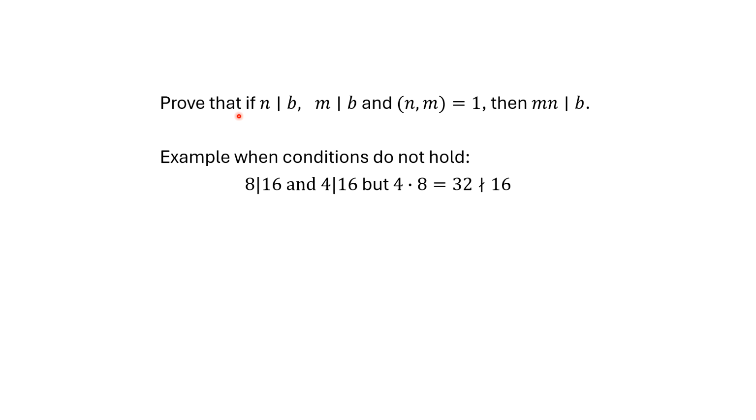For our first problem, we have this statement here. If n divides b and m divides b, and the GCD of n and m is equal to 1, then the product m times n divides b. So we need this condition here that the two numbers are relatively prime. And I give an example of where things don't work if you don't have this condition. So 8 divides 16, 4 divides 16, but 4 times 8 equals 32, and that doesn't divide 16.